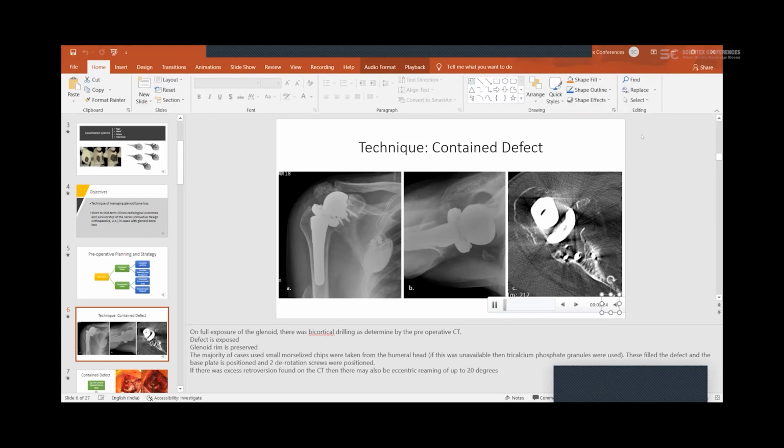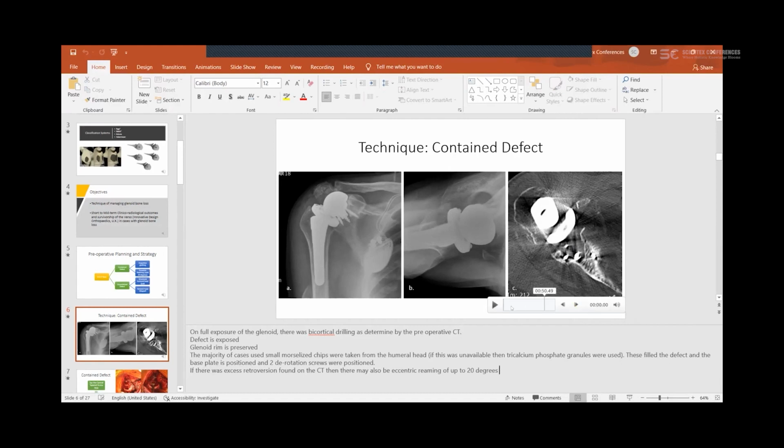So if we look at the techniques for the contained defect, during surgery the glenoid was fully exposed, and there was bicortical drilling as determined by the preoperative CT, the defect was fully exposed and the glenoid rim was preserved.